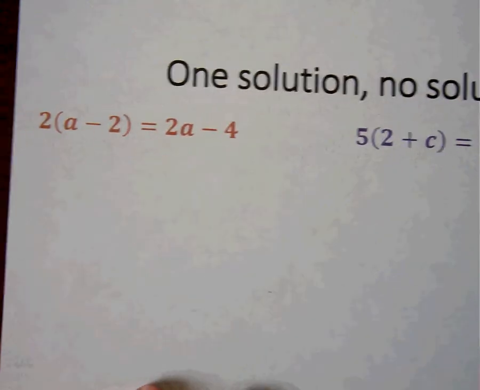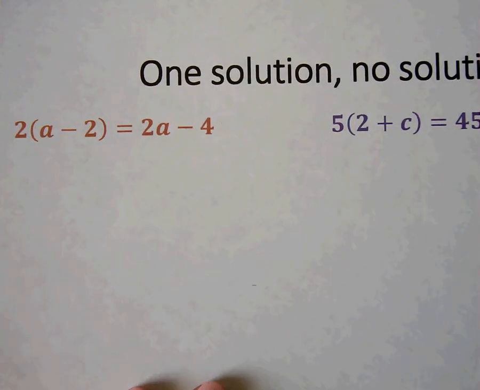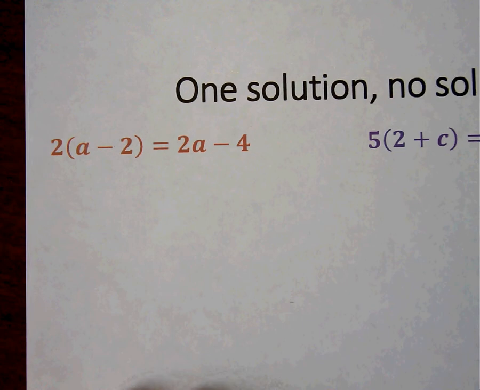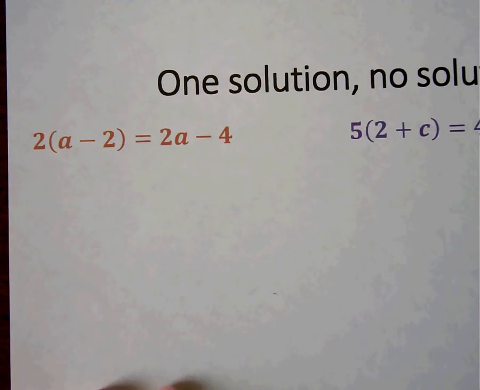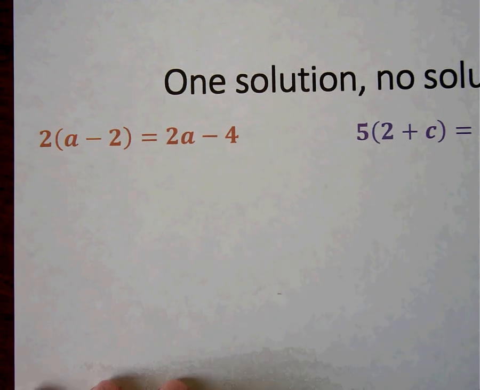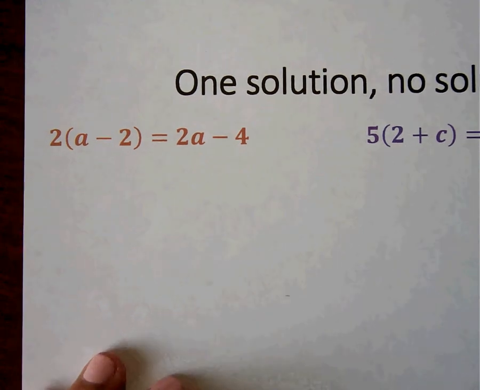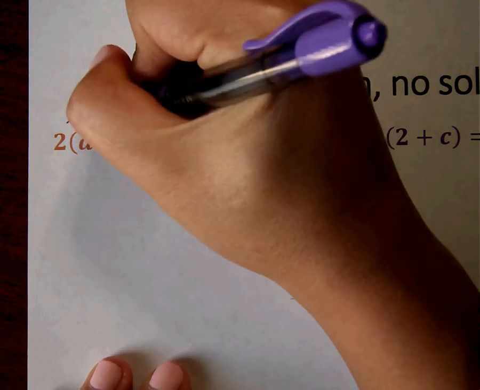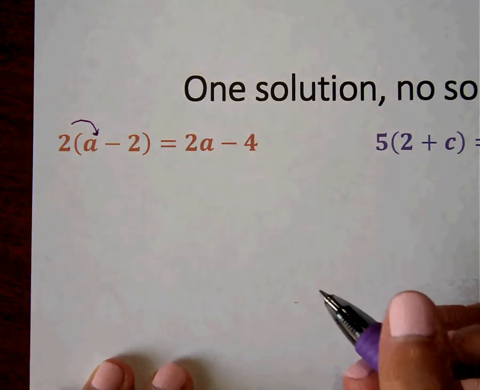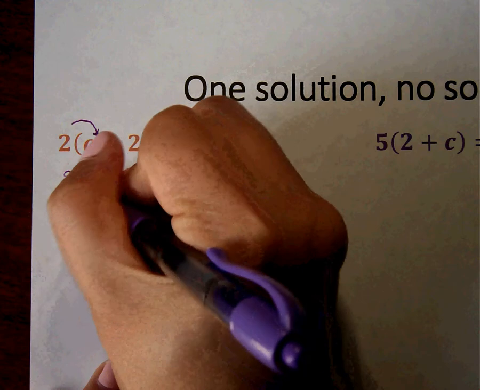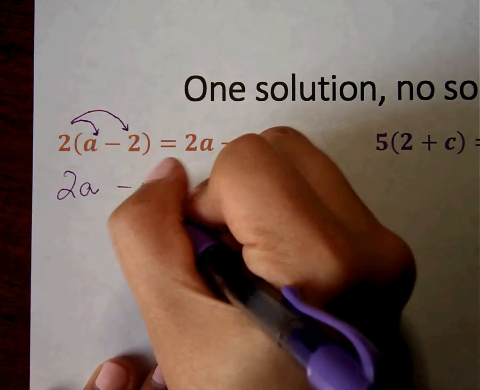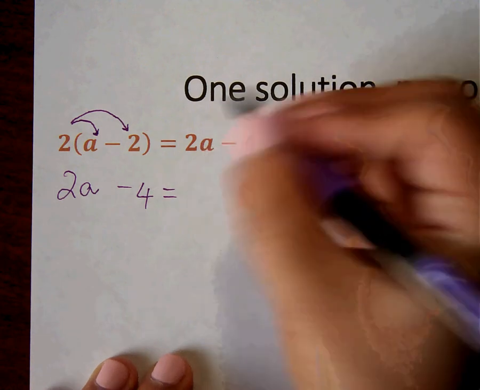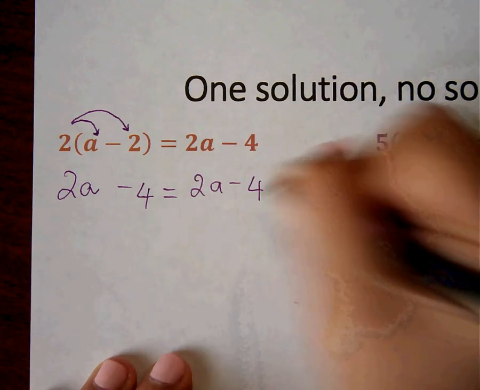Alright, let's explore a few more. The next page is with the parenthesis, right? We have 2 parenthesis a minus 2 equals 2a minus 4. Whenever you see parenthesis, it means distribution. So you're gonna distribute the 2 to the a right here. 2 times a is 2a. And then 2 times negative 2 gives you negative 4. On the right side, we also have 2a minus 4.